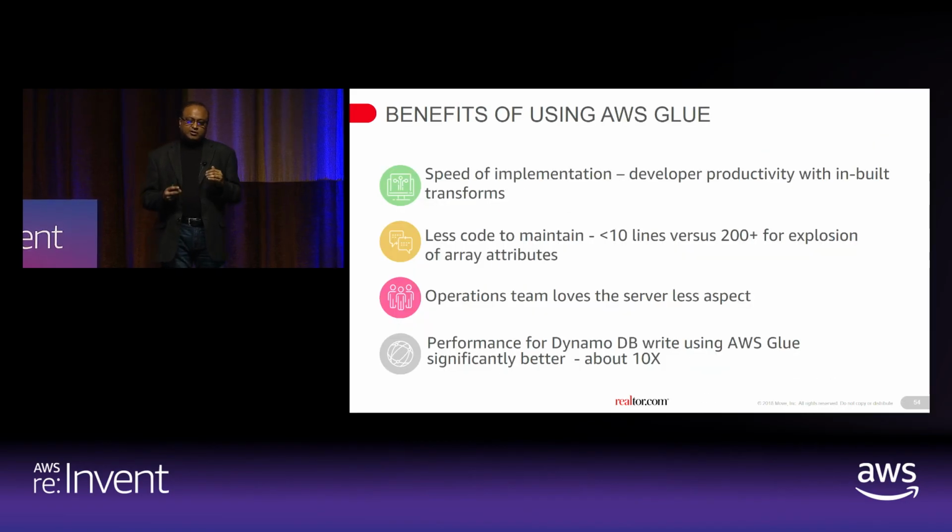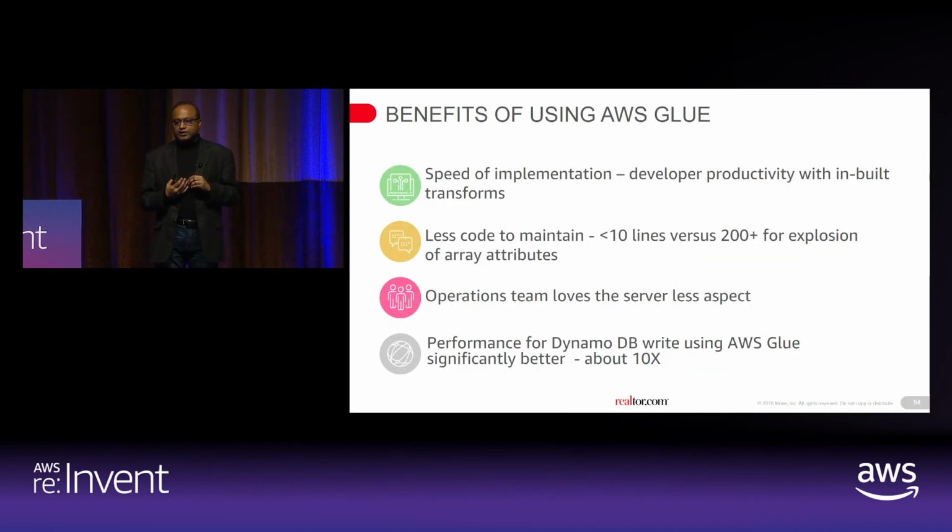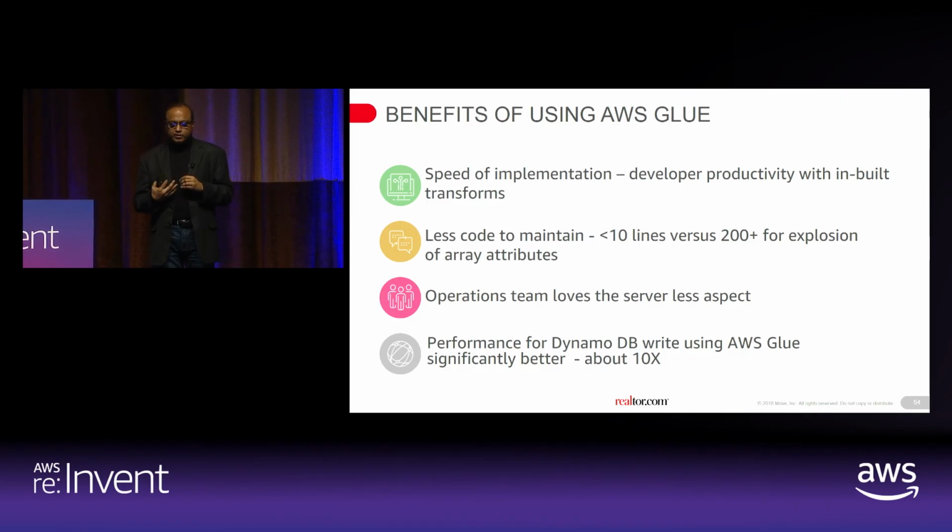So having said that, when I look back, what have been the benefits of using AWS Glue? First of all, the speed of implementation has gone up. The developer productivity, because we have a lot of inbuilt transforms. For the explosion of multi-valued attributes into multiple rows in a child table, for that UDF, we had 200+ lines of code that we had to maintain. Now with the relationalize transformation that's available in Glue, it's less than 10 lines, and something that we don't manage.